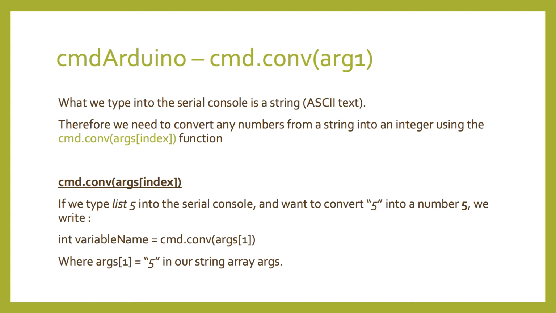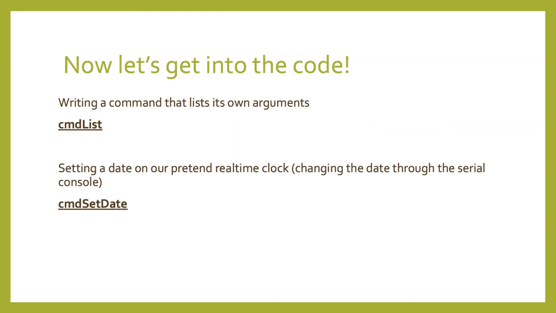We need to convert the string into a number. So we do this via the command.convert function and accessing the element we want to change in the args array. Now let's get into some code. We're going to write a command that lists its own arguments so we can better understand how to reference arguments. Then we're going to write a command that sets the date of our pretend real-time clock.